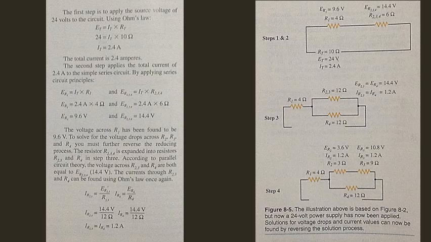To solve for the voltage drops across R2, R3 and R4, you must further reverse the reducing process. The resistor R234 is expanded into resistors R23 and R4 in step 3. According to parallel circuit theory, the voltage across R23 and R4 are both equal to E R234, or 14.4 volts. The currents through R23 and R4 can be found using Ohm's law once again.